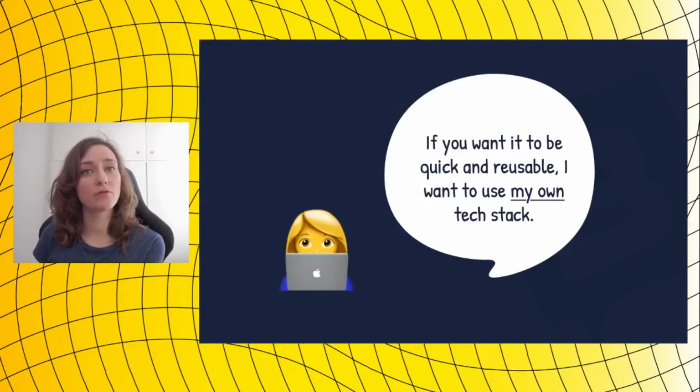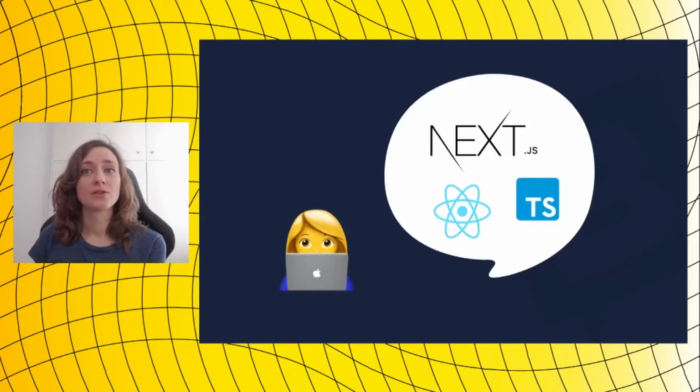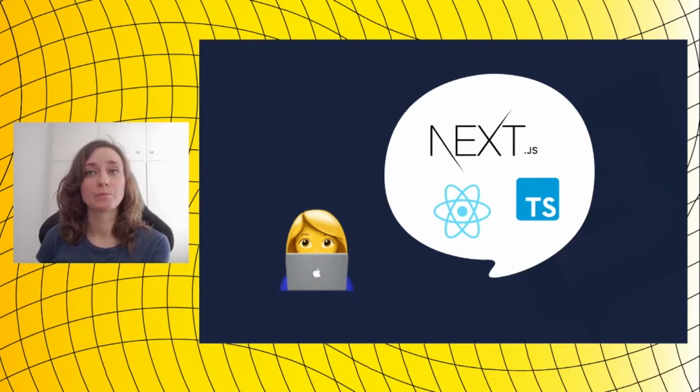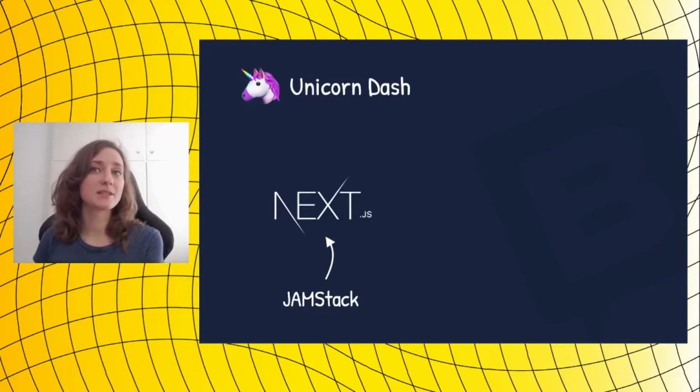And finally, we have the developer. And the developer says, well, if you want it to be quick and reusable, I want to use my own tech stack. So I want to go for Next.js with React and TypeScript. So that's kind of our Unicorn Dash tech stack.